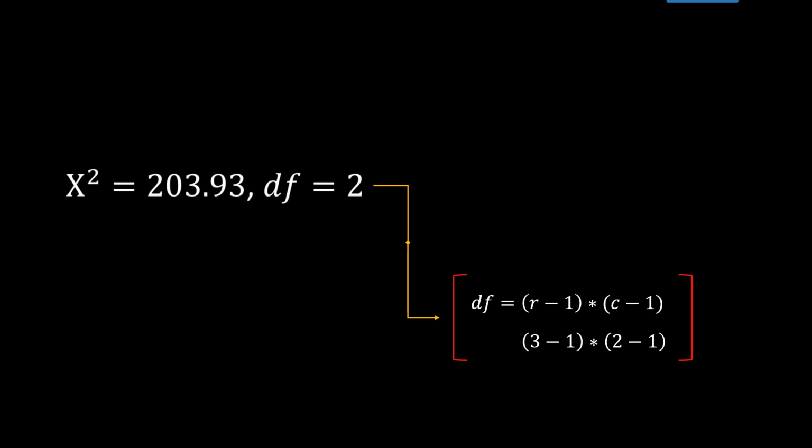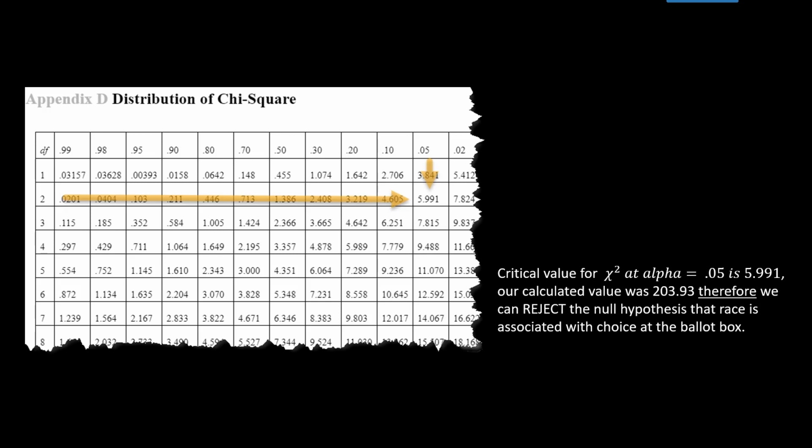Finally, turning to the table in the back of your textbook, we find the degrees of freedom in the leftmost column and look across until we see the alpha level we're interested in. In this class, it will always be either 0.05 or 0.01. At any rate, the critical value for a chi-square in this problem is 5.991. The value we calculated is 203.93, which is much larger. So in this case, we would reject the null hypothesis that there's no relationship between race and voting in the 2016 presidential election.